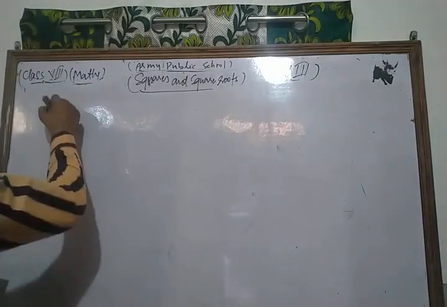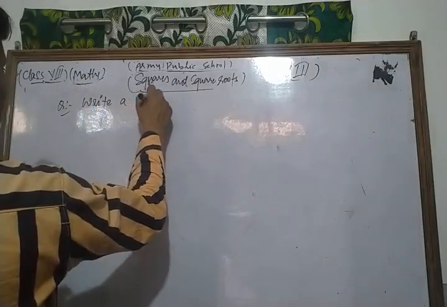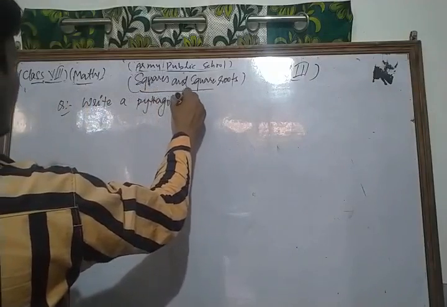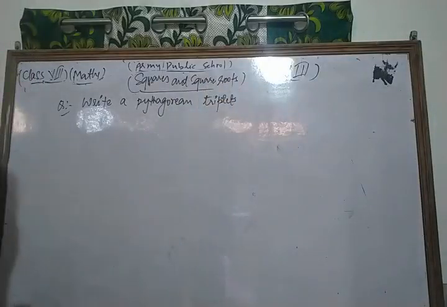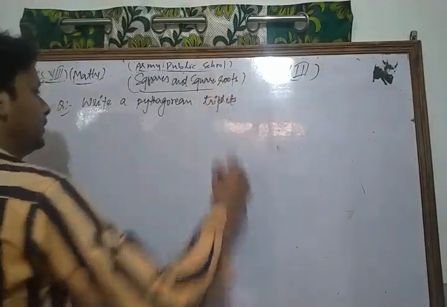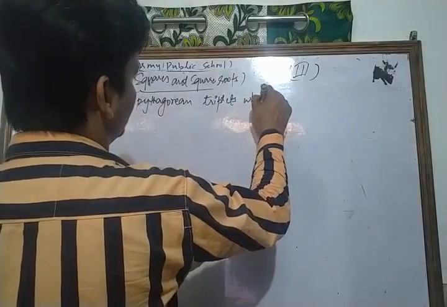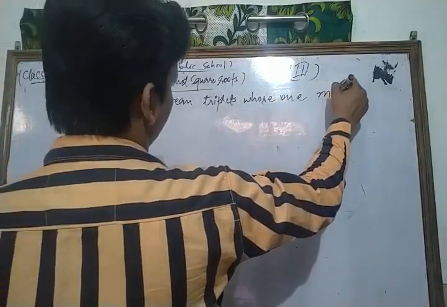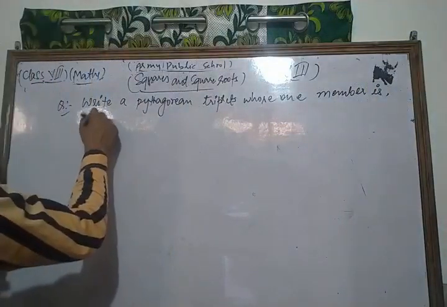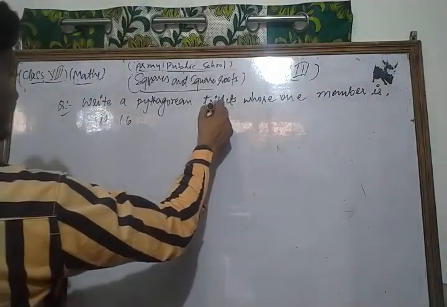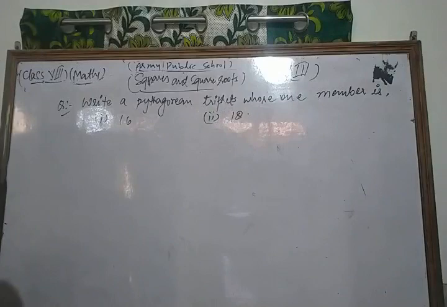This is a Pythagorean triplet question. Let's see the question. Write a Pythagorean triplet whose one member is, the first part of this question, 16, and the second part is 18. Okay, now let's see its solution.